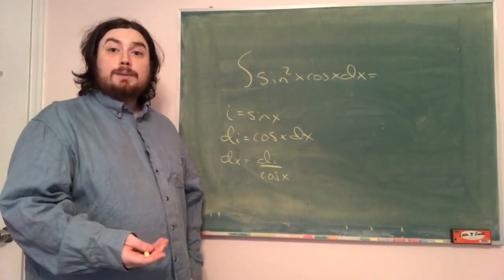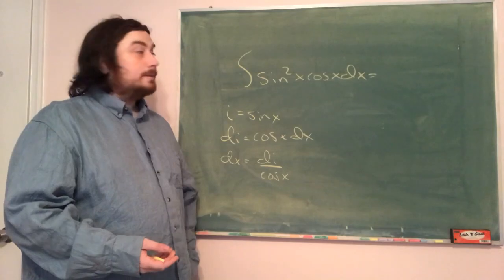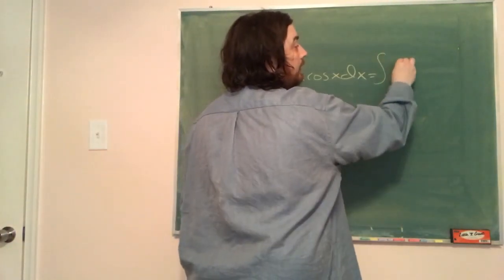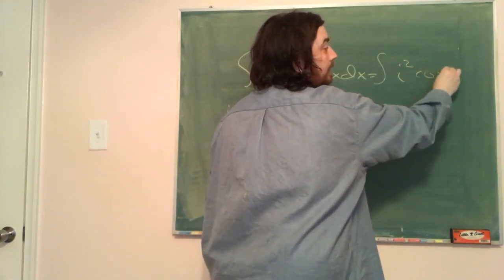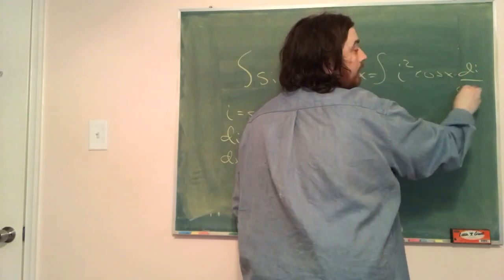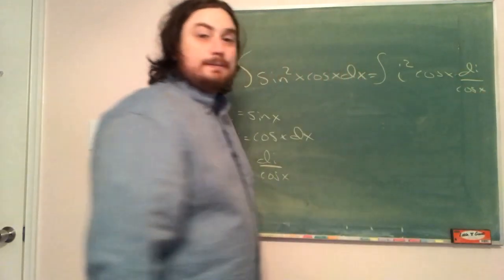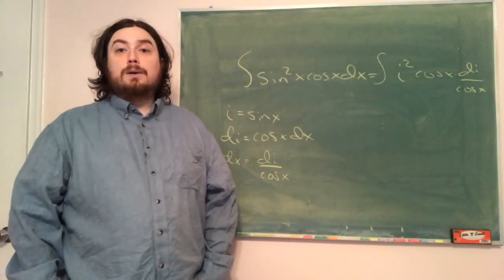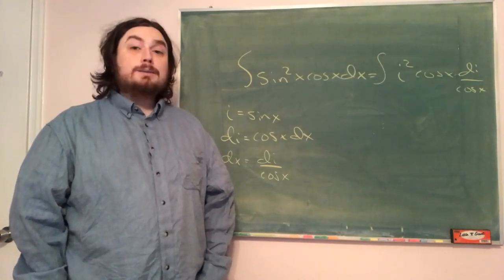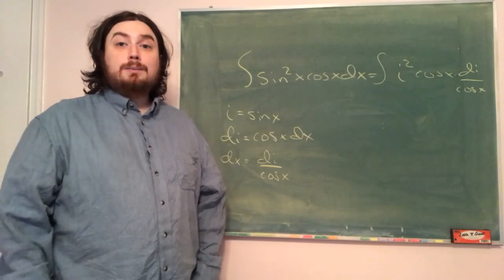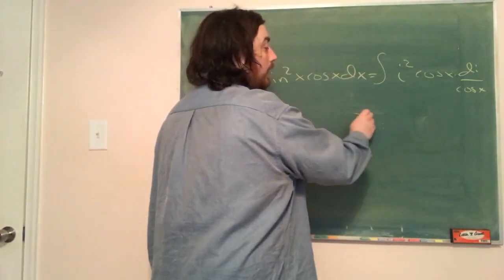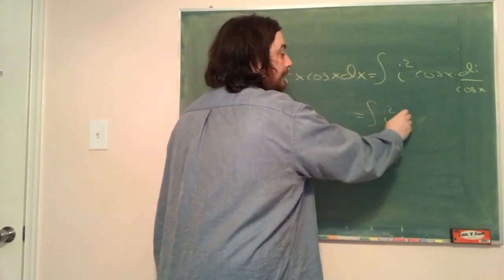Now as I continue, I'm going to substitute in that u and that du, and I get the integral of u squared times cosine of x times du over cosine of x. So I'm left with a new integral. Before asking any other questions, I want to know, can I simplify this? I notice that cosine divided by cosine is just 1, so I get the integral of u squared.